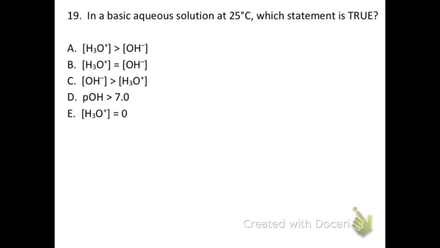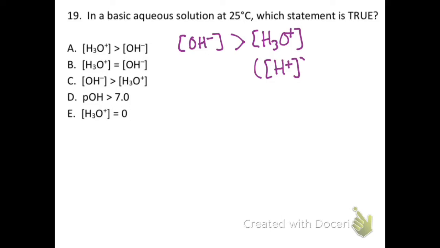In this question, we're trying to figure out which statement is true about a basic solution. So for basic solutions, really for any aqueous solution to be basic, it just means that the hydroxide ion concentration needs to be greater than the hydronium. And for our purposes, hydronium, we can either look at protons H plus or H3O plus. So the answer is C.